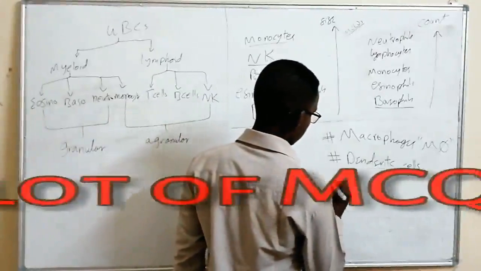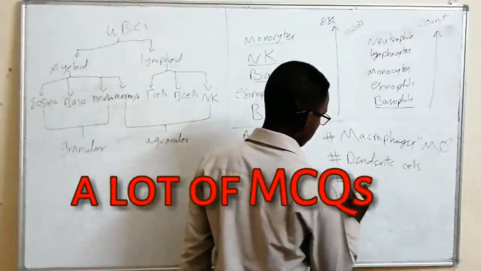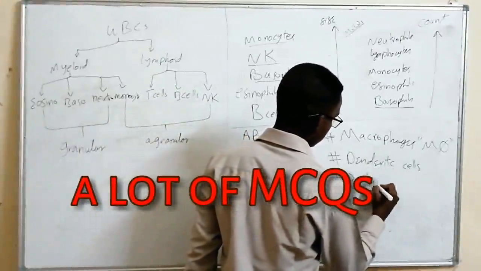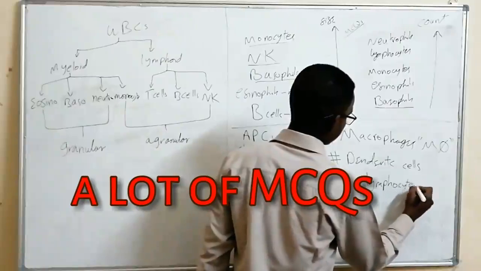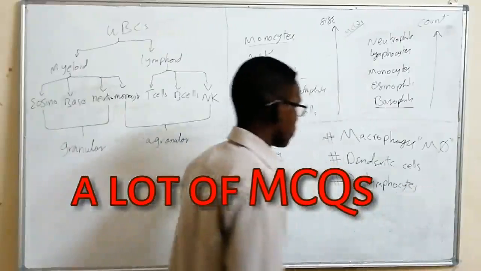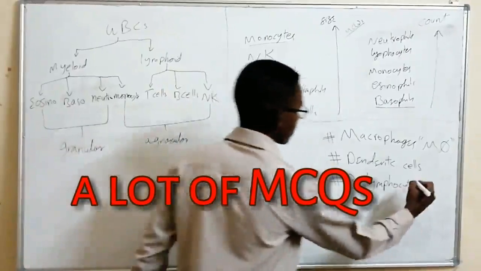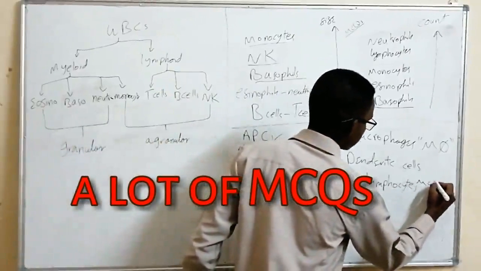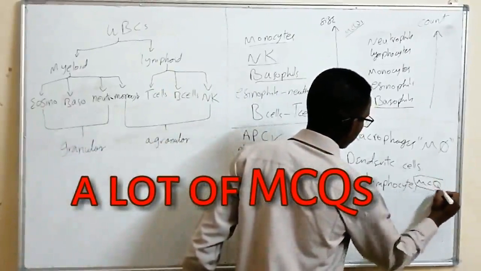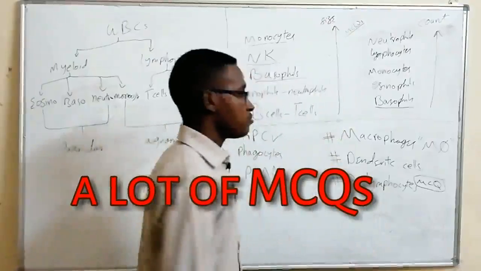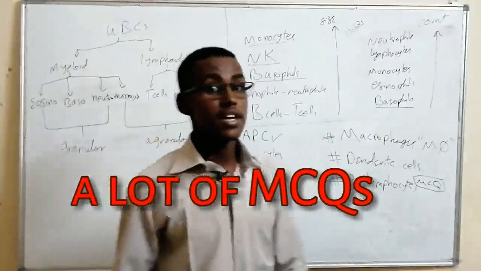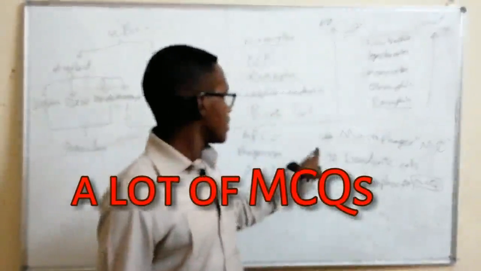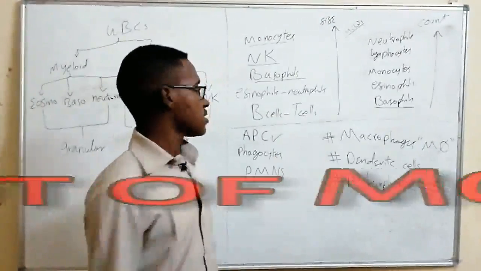We have also B lymphocytes. So it's really important also here, among lymphocytes, which one can work as antigen presenter? We have B lymphocytes. Okay, so these are the 3 APCs.